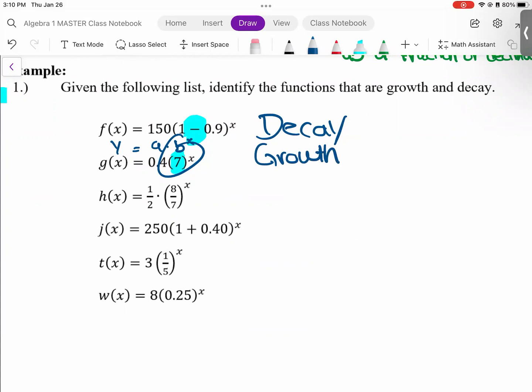Same thing for the second one. We can clearly see that our b value is 8/7. Now, if I was to put 8/7 in the calculator, so 8 divided by 7, it would give me 1.14, which is greater than 1. So 8/7 equivale a 1.14, que es mayor que 1, which means this is growth. Next one, I can clearly see that plus symbol, so that's an easy one. This is also growth.